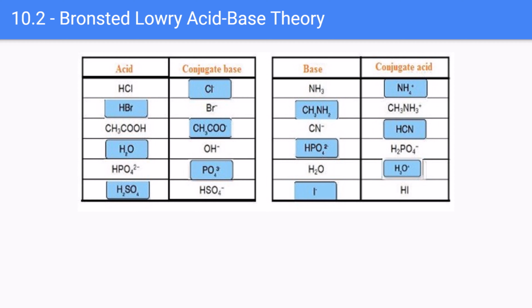You can figure out what the acid is, conjugate base. You notice that all of them on the left-hand side, the acid has a hydrogen in it, and on the right-hand side, it has lost the hydrogen. So the acid has become the conjugate base.